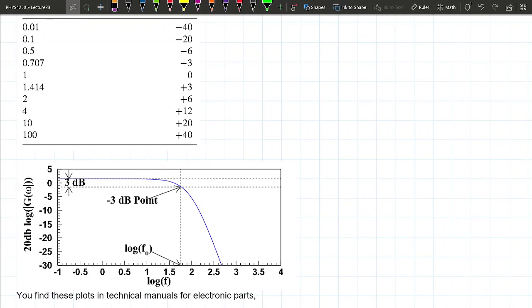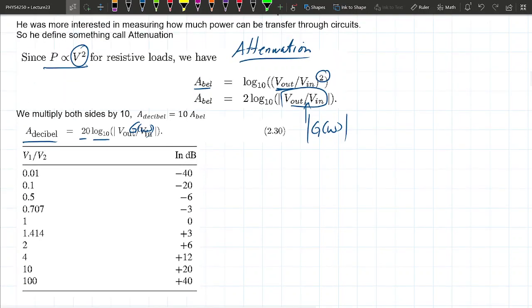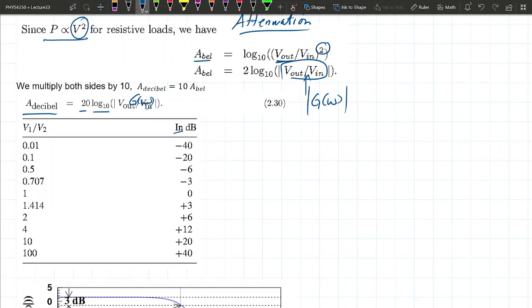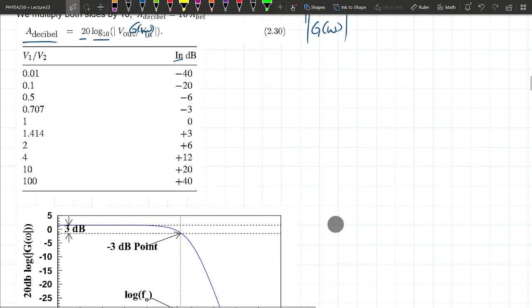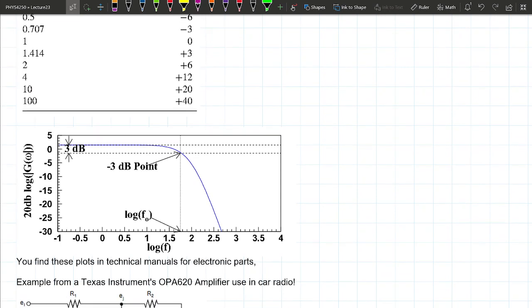In decibel, yeah. They should have just put a lowercase I, right? It's not natural log. Sorry about that. Yeah, in decibel is that number. This is what happens when you take the first draft of a textbook. You get what you pay for.